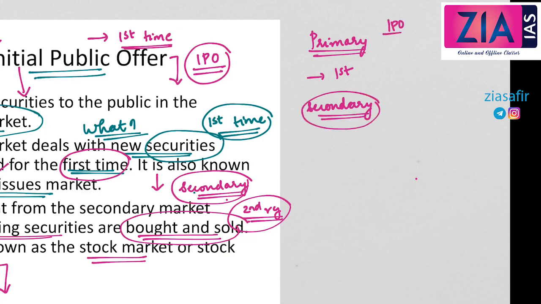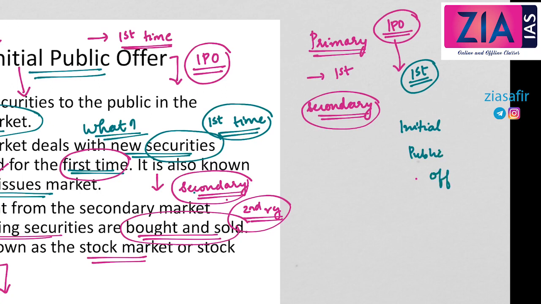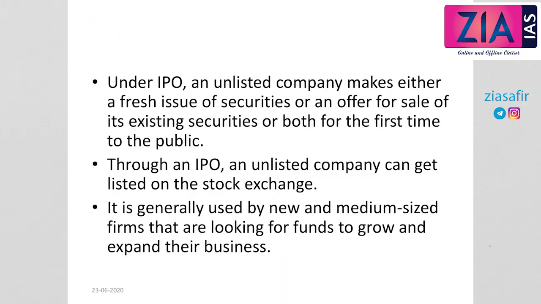So, IPO or initial public offer means the shares of a company which are issued for the very first time. That is why it is called an initial public offer. From the name itself, it is clear. Initial, the first time. Public means issued to the public. Public offer. So, offered to the public for the very first time. Under an IPO, an unlisted company makes either a fresh issue of securities or an offer for sale of its existing securities or both for the very first time to the public. So, what is an unlisted company? A company which is not listed on a stock exchange.